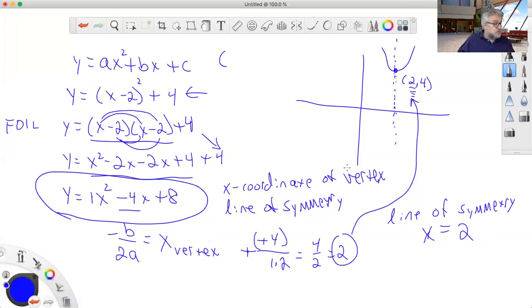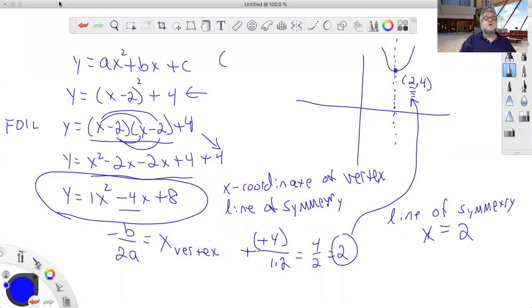So here's the... let's see, do we want to do it that way? Let's see here. Let me look. Hold on. Okay. Yep, we're on the right path.